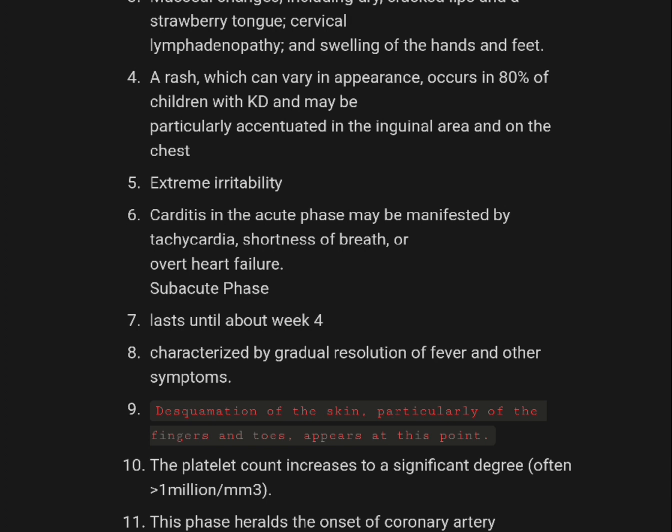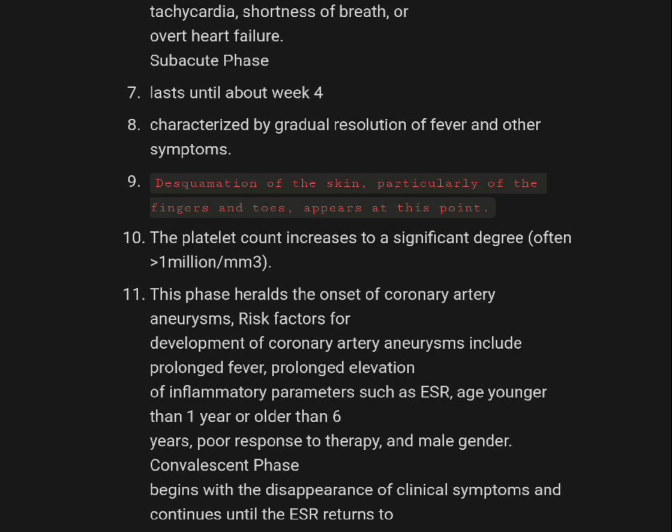The rash may be particularly accentuated in the groin and on the chest. Carditis is possible. Until about week 4, there is gradual resolution of fever and other symptoms. Desquamation of the skin, particularly of the fingers and toes, appears at this point.